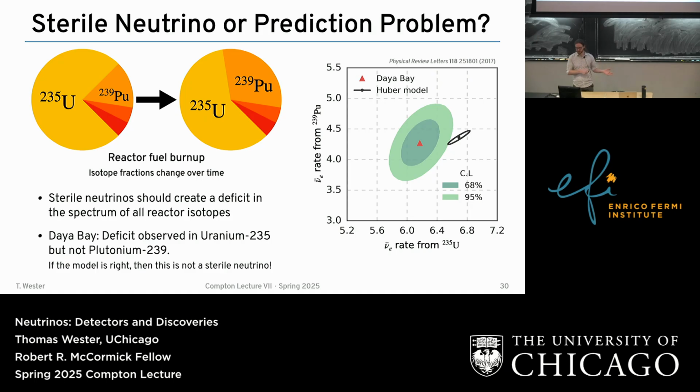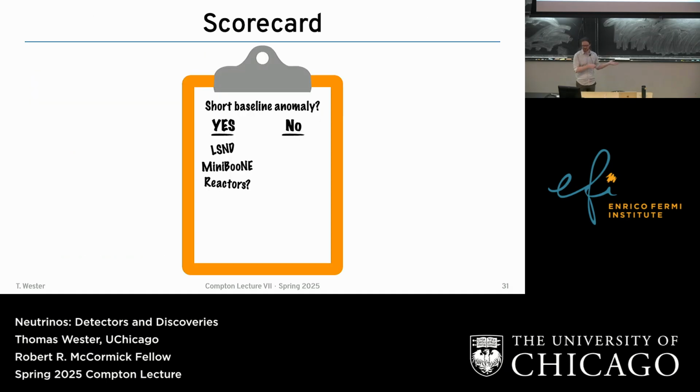So the conclusion from this is that we still don't know, but if the model is correct, then this is not a sterile neutrino because the rate deficit only shows up in one of the isotopes. So it could be that the model is wrong and we need to update the model even further, but this is kind of evidence that if the model is correct, then this anomaly could be resolved through some other mechanism rather than adding a sterile neutrino. So we're going to add it to our scorecard in the yes category, but put a question mark there, just because there's a little bit of an asterisk.